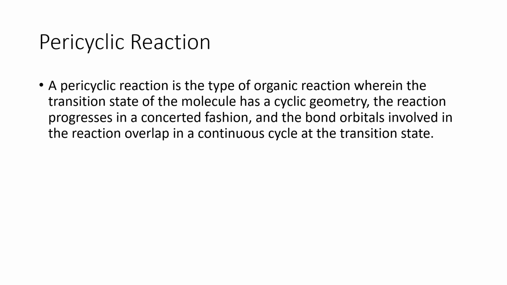And finally, a third type of reaction is your pericyclic reaction. So a pericyclic reaction is a unique type of reaction in which the intermediate state of the molecule has a cyclic geometry, and the reaction progresses in a concerted fashion, and the orbitals involved in the reaction overlap in a continuous cycle. So these are mostly involved with aromatic compounds.